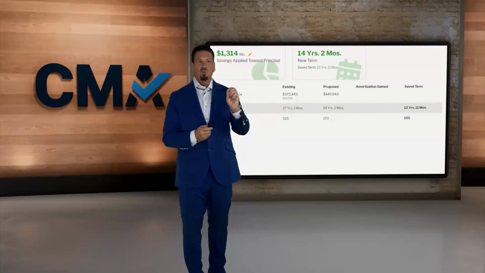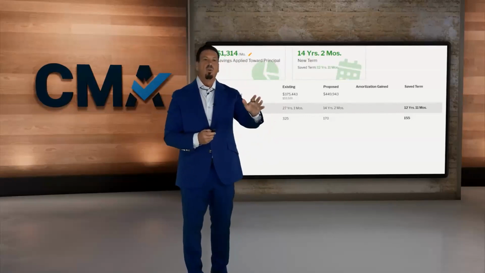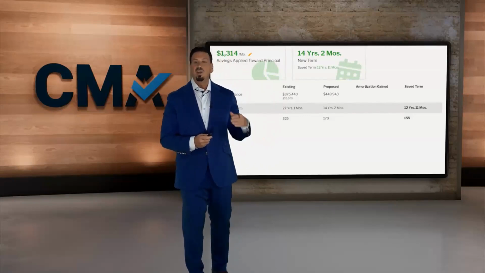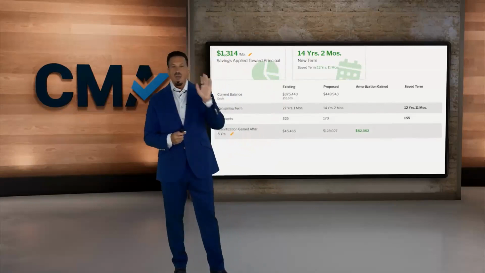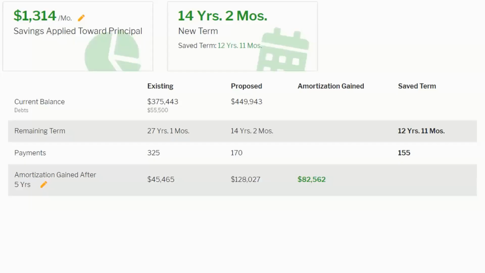Now, you don't have to wait 14 years and 2 months to pay the mortgage off to see a benefit. You don't have to, because it starts immediately. And after just 5 years, if you hang up the phone, Mr. and Ms. Customer, you don't do anything, guaranteed, you're going to amortize $45,000 on this mortgage. But if you just take the same exact payment you're making now and just restructure your debts a little differently, you guaranteed will amortize $128,000. That's a tax-free benefit to you over 5 years of $82,000.